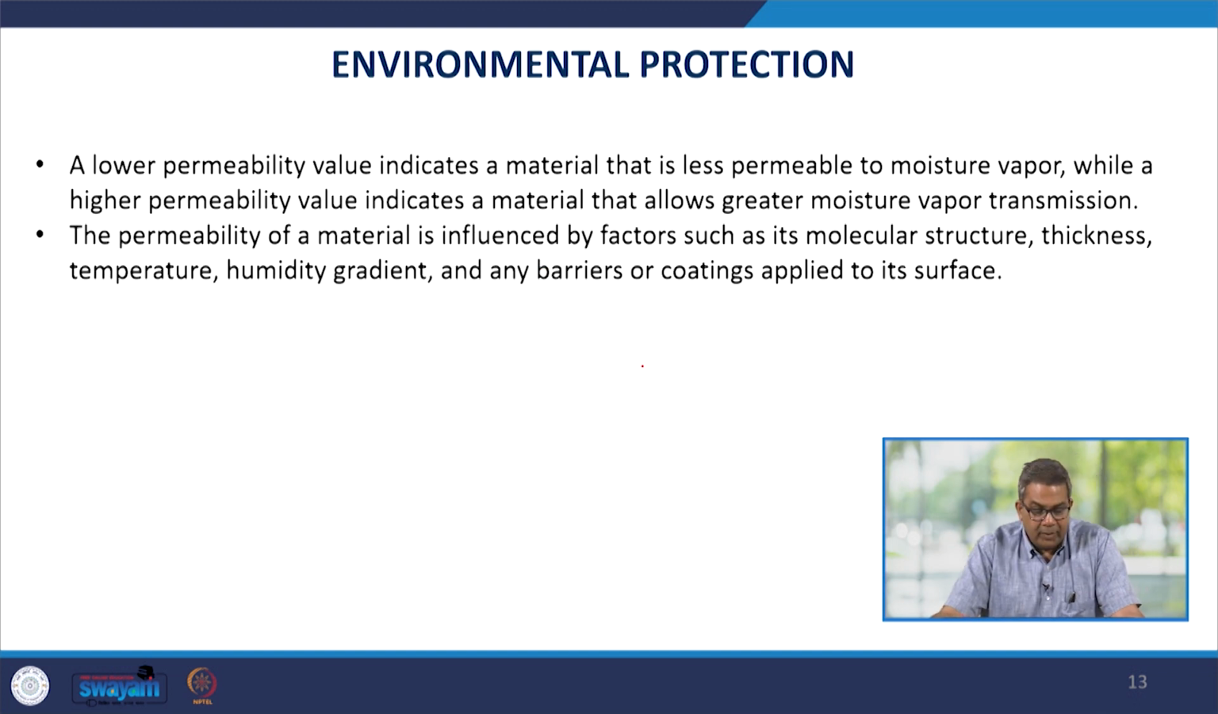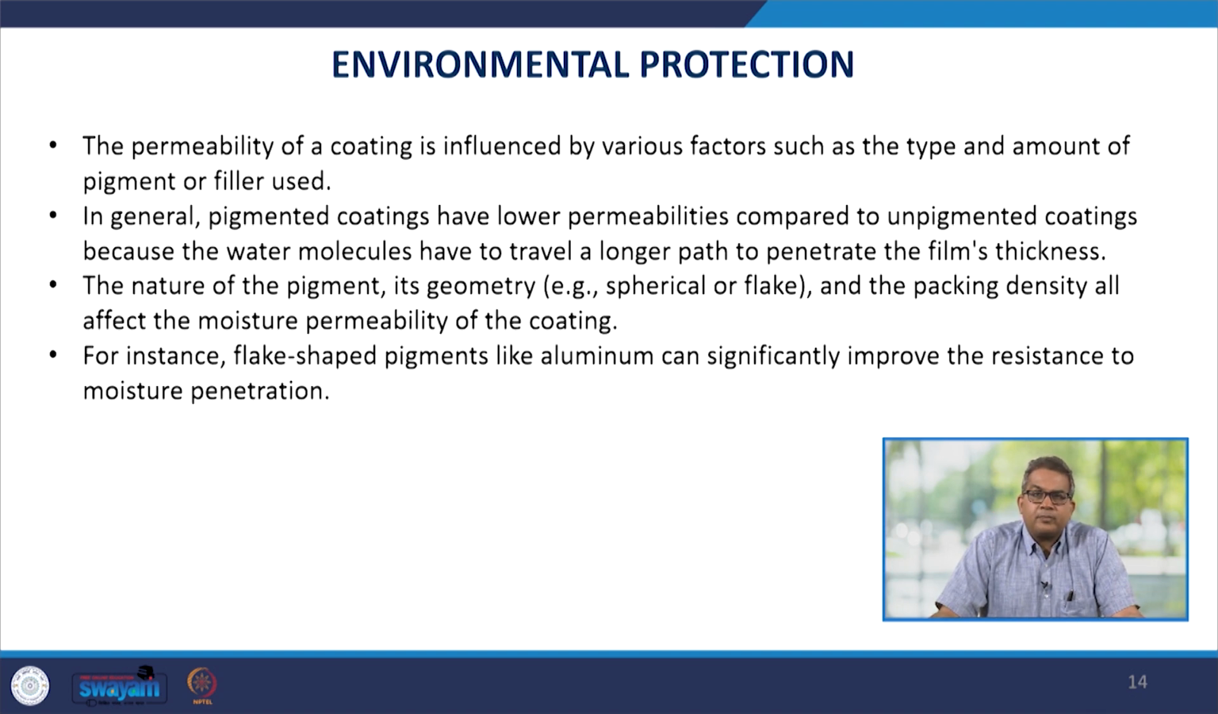A lower permeability value indicates a material that is less permeable to moisture vapor, while a higher permeability value indicates a material that allows greater moisture vapor transmission. The permeability of a material is influenced by factors such as the molecular structure, thickness, temperature, humidity gradient, and any other barrier or coating applied to that particular surface.